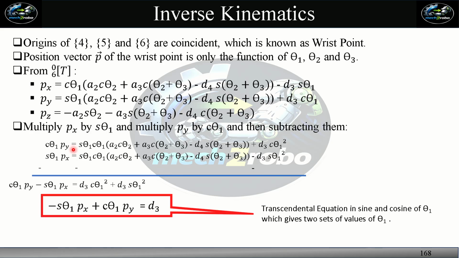So let's start. First, we multiply this px equation with sin theta 1, and then multiply this py equation with cos theta 1. After that, we subtract them, and after subtracting we get this equation: minus sin theta 1 px plus cos theta 1 py is equal to d3, which is a transcendental equation in sine and cosine of the theta angle. From this equation we get the values of joint angle 1.